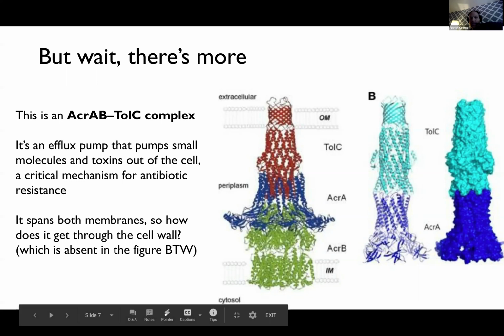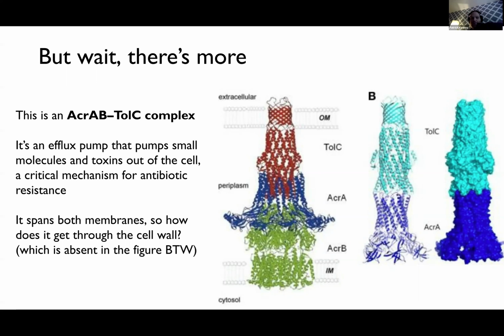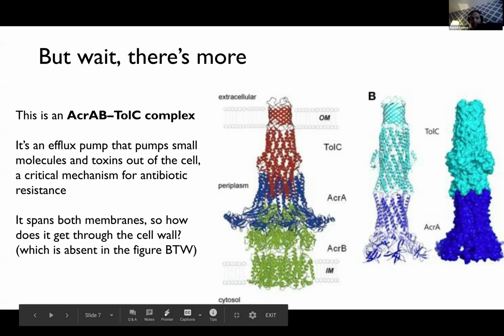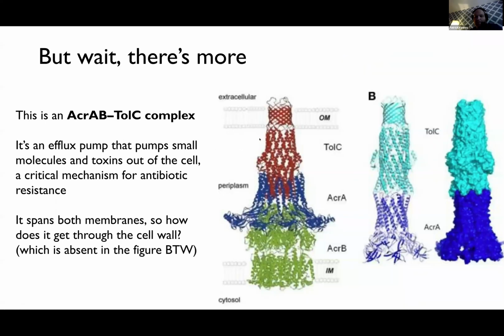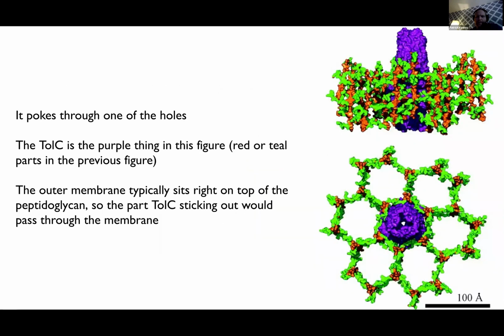What we're seeing here is that these are spanning both of them. So what they're doing is pumping things from the inside of the cell to the outside of the cell. How does it get through the cell wall, you could ask? Well, it goes through one of the pores. The cell wall, which would be about here, is absent from this figure, just the way they drew it, but it is poking through one of those holes.